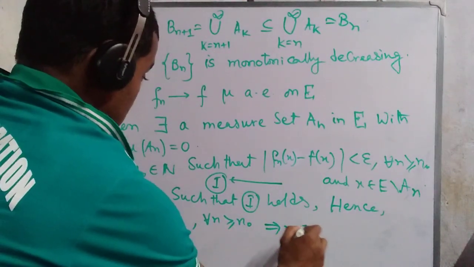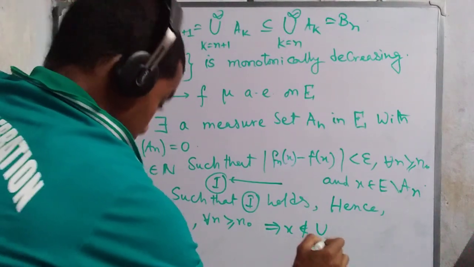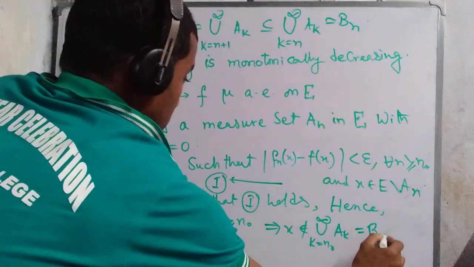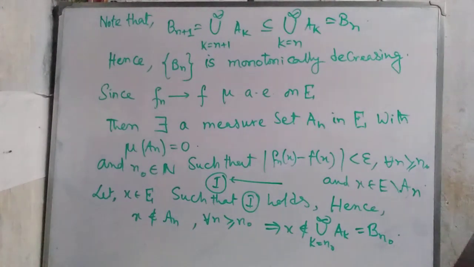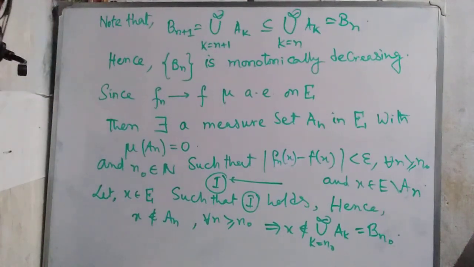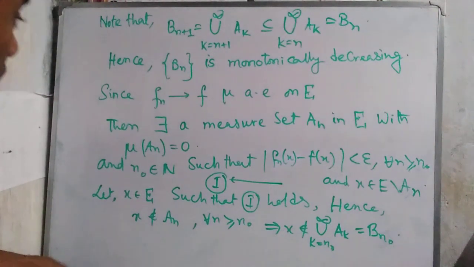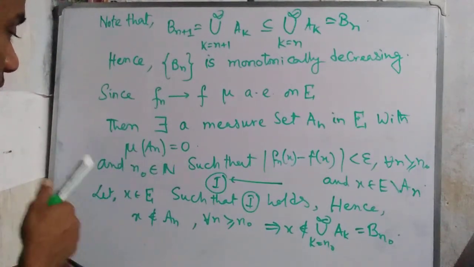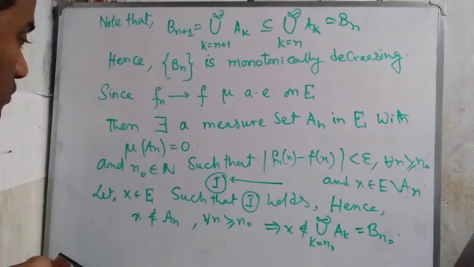This implies x does not belong to the union of k equal to n0 to infinity A_k, equal to B_n0. This implies that we erase our portion and go to further discussion of that. So what we have done here: we wrote some B_k monotonically decreasing sequence, and f_n tending to f mu almost everywhere, and x belongs to E such that this one holds. Then x does not belong to A_n implies that x does not belong to B_n0.